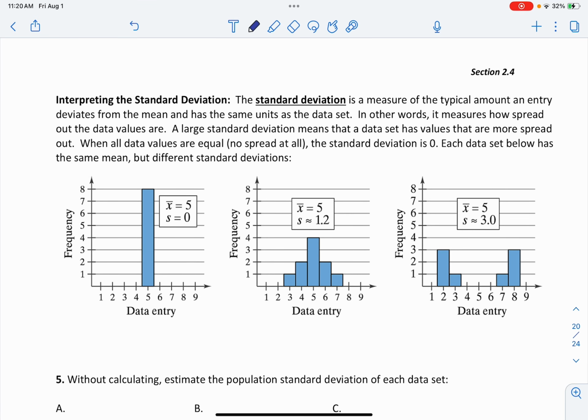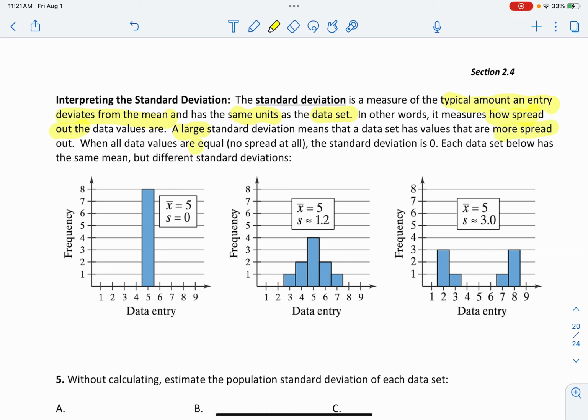So you know at this point how to calculate a standard deviation. Now let's do some interpreting. A standard deviation, just so we know, measures a typical amount an entry deviates from the mean, in the same units as the data set. In other words, it's how spread out the data is. So a large standard deviation is going to have more spread.